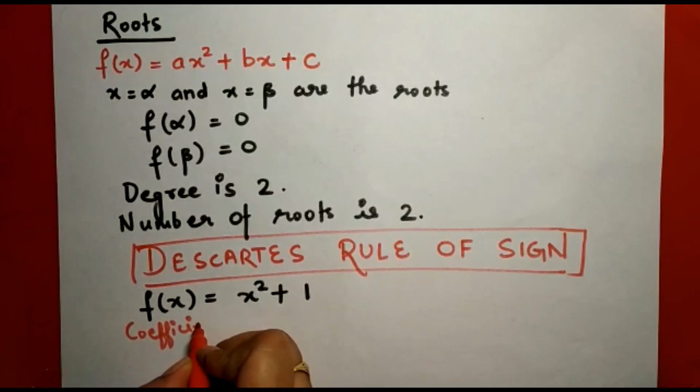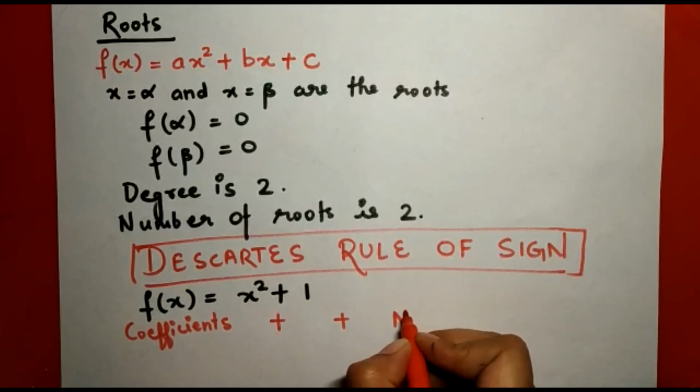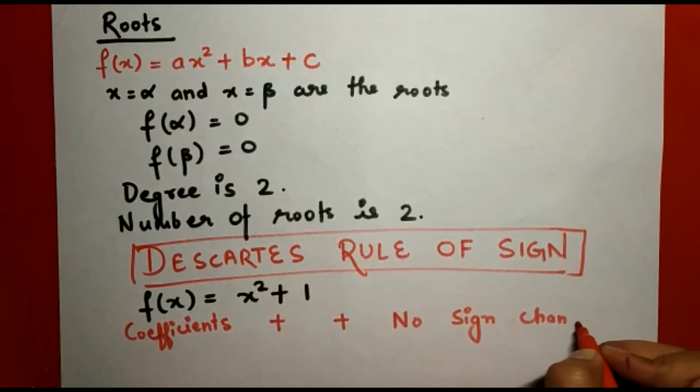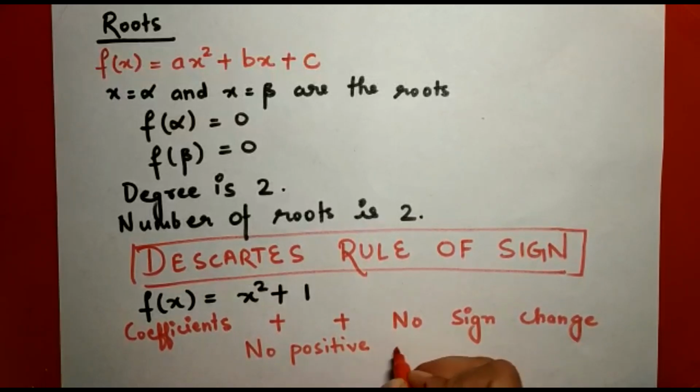Look at the coefficients of this f(x). The first coefficient is positive, right? The second coefficient is again plus 1, that is also positive. So what can I say? There is no sign change in the coefficients, both are positive. What is my conclusion? The conclusion is no positive root.